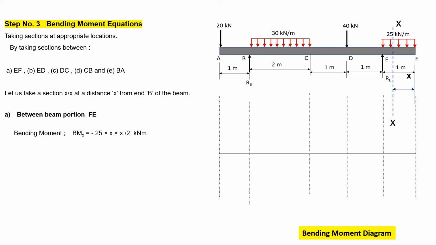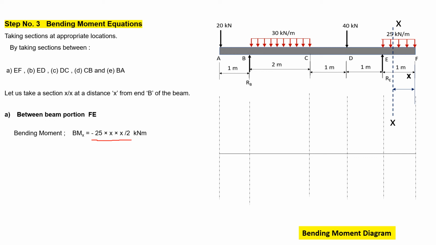So here the bending moment, when we take a section at XX between E and F, then this much load is acting on the portion of the span which we have taken into consideration. The intensity is 25 kilonewton per meter and the span is x meter. So 25 into x will be the total load due to UDL, and it will be acting at the mid, that means x by 2. So we have taken 25 into x by 2, since it will be giving a hogging type of moment, so it will be taken as a negative.